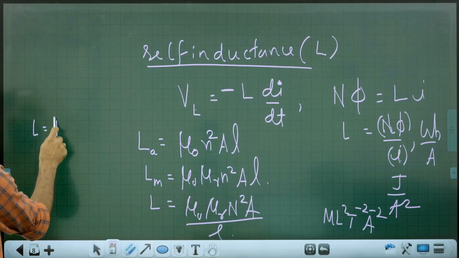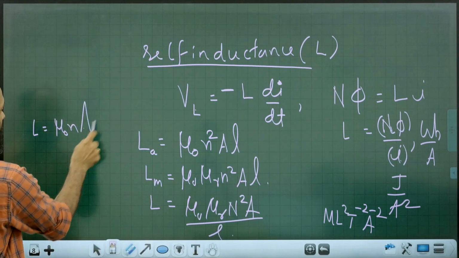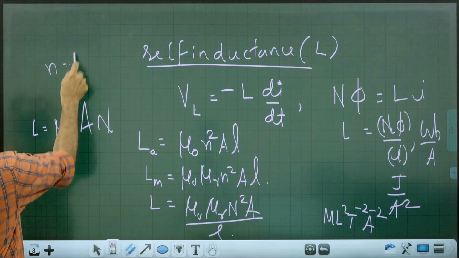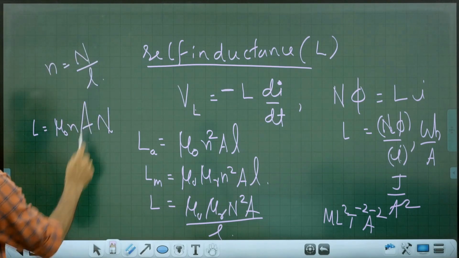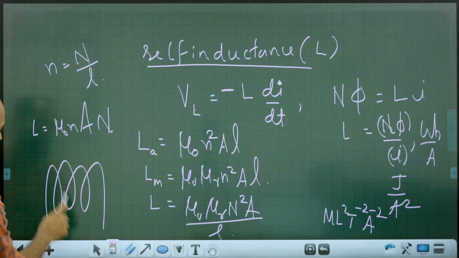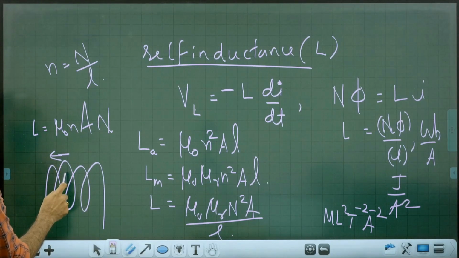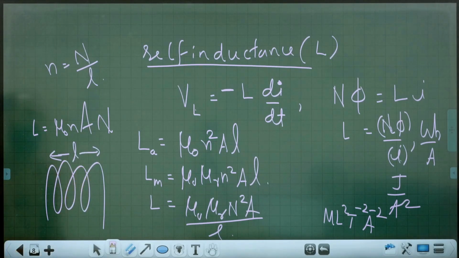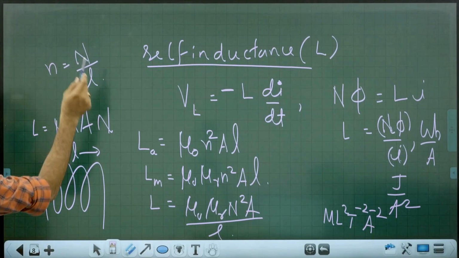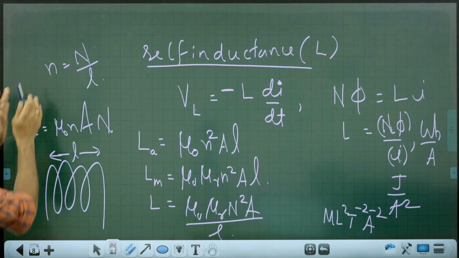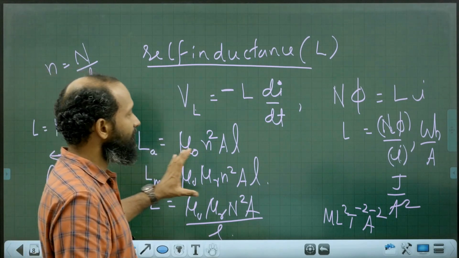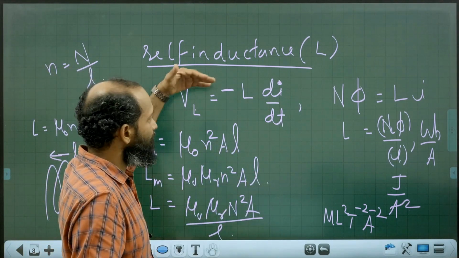Another one, mu 0 n A N, where small n is equal to the total number of turns per length of the solenoid. Solenoid we have already seen in the last chapter, moving charges and magnetism. L is the length of the coil. Total turns is N. Total turns by total length will give turns per unit length. So that is the self-inductance of a solenoid as well as back EMF.